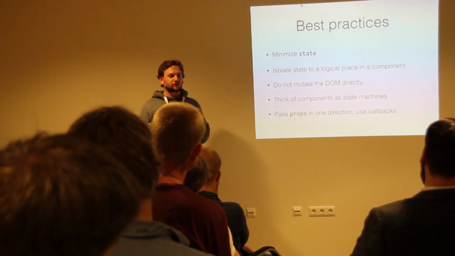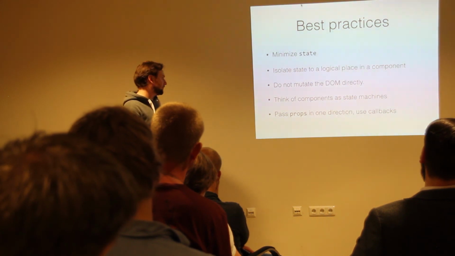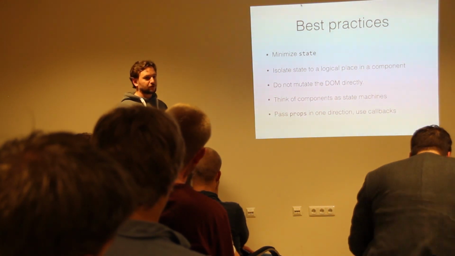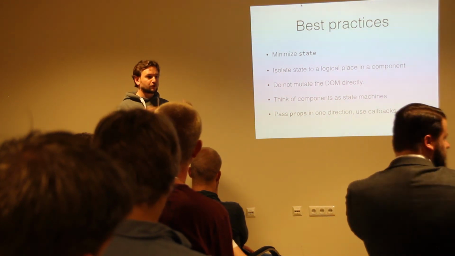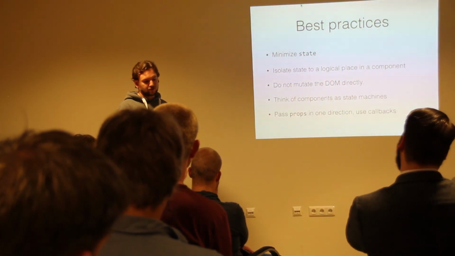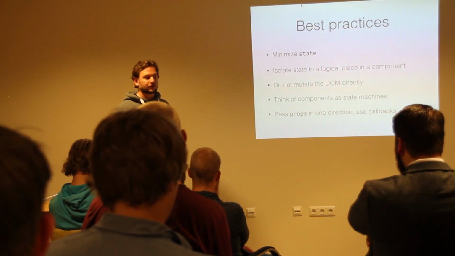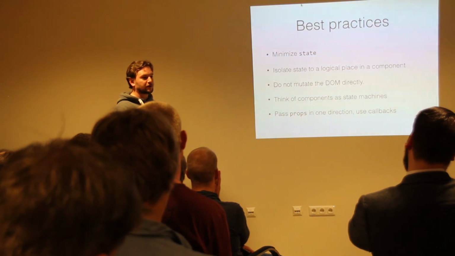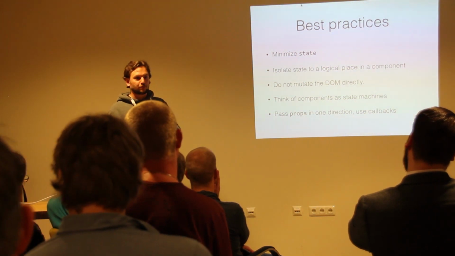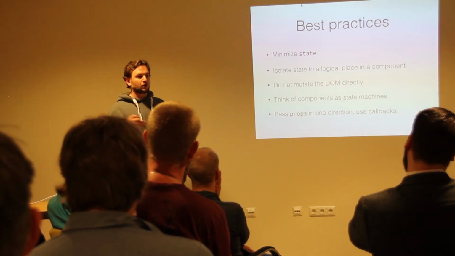You can think of components just as little tiny state machines. It's actually the same as the previous point. If you think of it as a state machine which has multiple states and just re-renders, it's really easy to comprehend what actually is happening. Also, the props I'm talking about, the arguments that are passed on to a component, they should only flow in one direction.